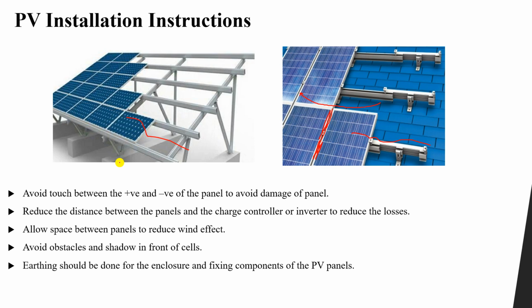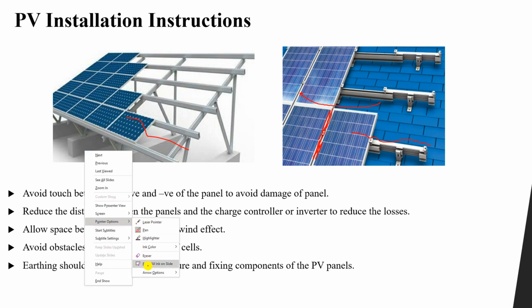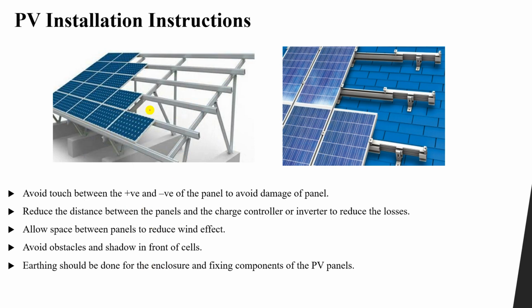Finally, you can see here the enclosure of the system, the enclosure at which we install our PV panel, similar to this one. We need to do the earthing system. We need to connect this one to the ground, do an earthing for this enclosure and for all the fixed components of the PV panel. Why is this? In order to discharge any charges on the system, so as to avoid any electric shock.